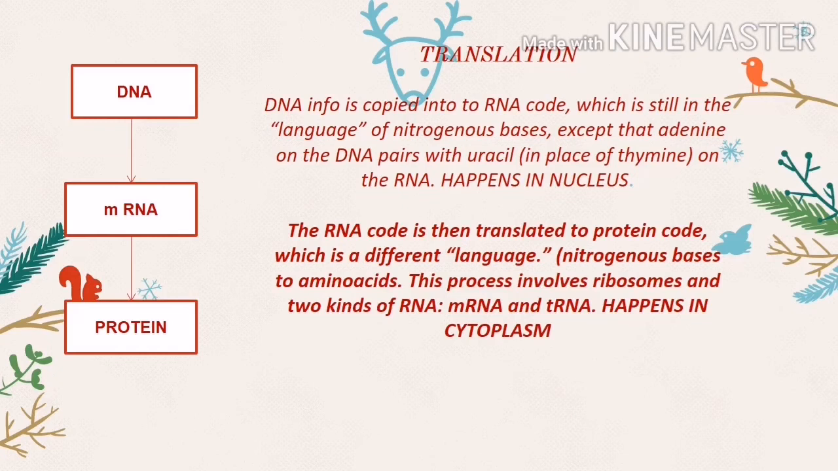Then, the RNA code is translated to protein code, which is a different language. This process involves ribosomes and two kinds of RNA, mRNA and tRNA. This happens in the cytoplasm.